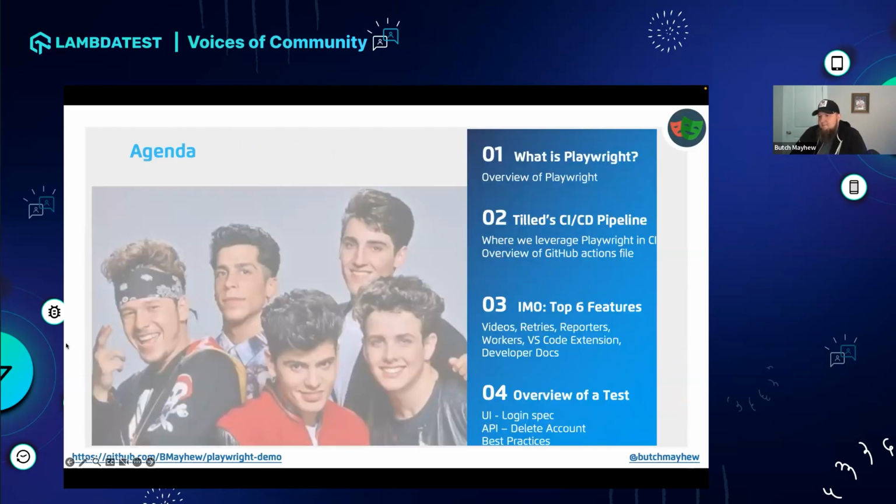All right, so quick agenda. I'm going to go over what is Playwright, just an overview of that. I'm going to go over the company I work for, our CI/CD pipeline, and how we leverage Playwright in our GitHub Actions. I'm going to talk about my 6 top features. It might actually be 7 or 8. I can't remember, but there's going to be some fun stuff there. And we're going to walk through some code on what a UI spec looks like and what an API automated check would look like. All right, so let's get into it.